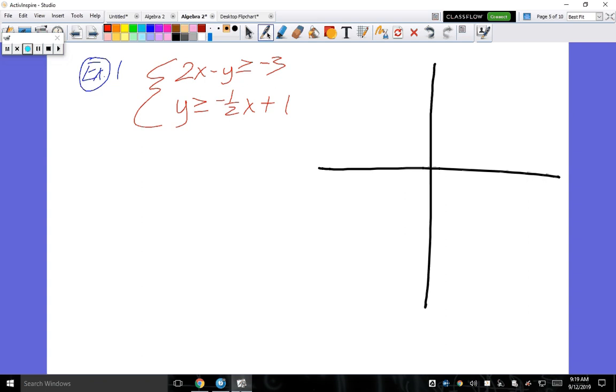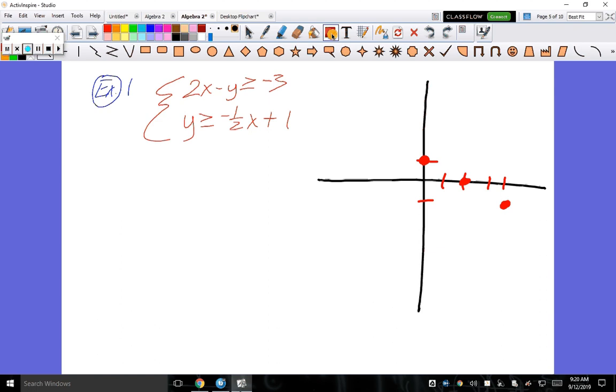Point at 1 for its y-intercept, and then? Down 1, what direction to? Right, yes, so down 1, right 2. Down 1, right 2, and so on and so forth. Nicely done. Chet, is this going to be a solid line or a dashed? Solid. So it will be a solid line.